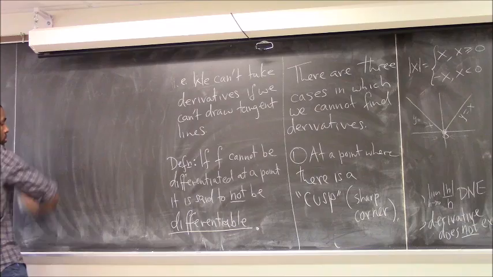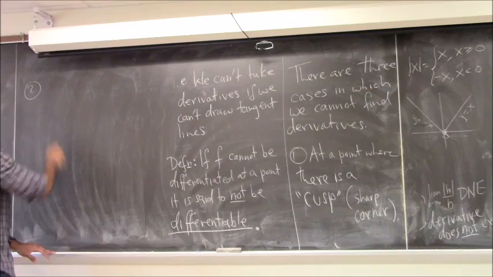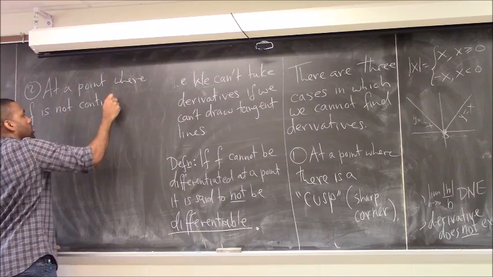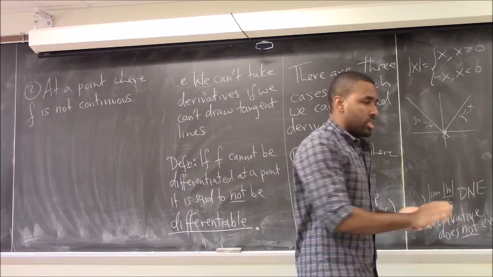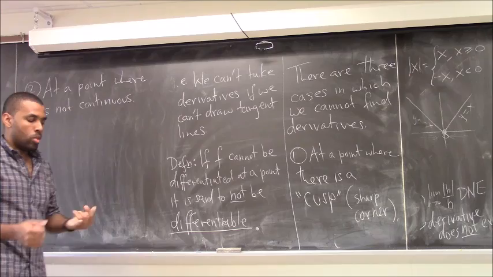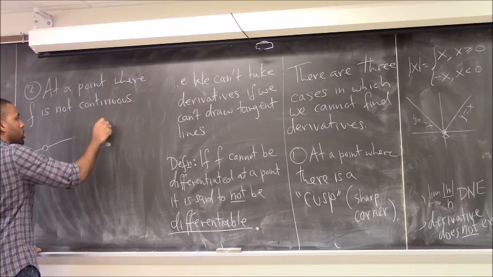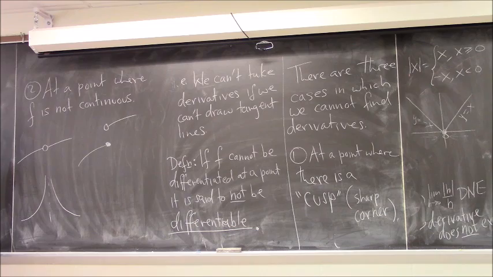Where else can we not draw a tangent line? If it's discontinuous. If a function is not continuous, it is not differentiable. You can't draw a tangent line to a point if the point doesn't exist in the first place. Discontinuity happens, remember, when we have a hole or a gap or a jump. There are no points to draw lines to, so they don't have a tangent line. So you can have something like that, or a jump, or something like an asymptote. So we're not differentiable.